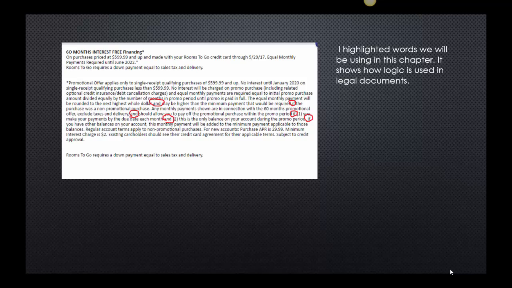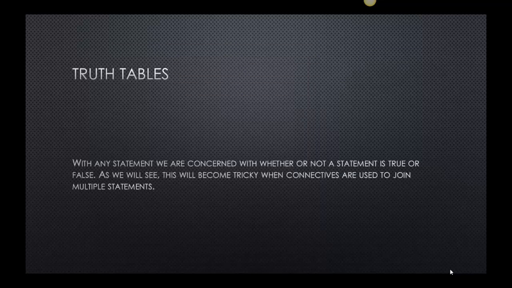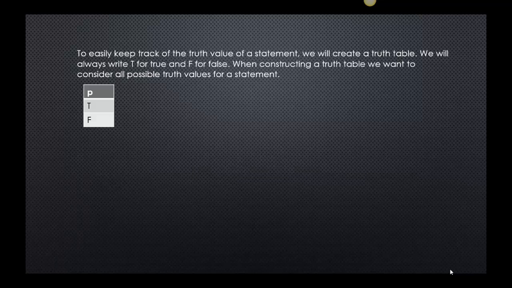in the next few slideshows, videos that we'll be looking at. And you can see I circled a bunch of ands, I circled a bunch of ifs, and that's really what we're going to do: look at how these ands and ifs and ors and stuff really work when we start combining them together. So with any statement, we said a statement has to be true or false. So that's what we want to start talking about, the truth of a particular statement. And what we'll see is this will become tricky when we start connecting them with multiple statements.